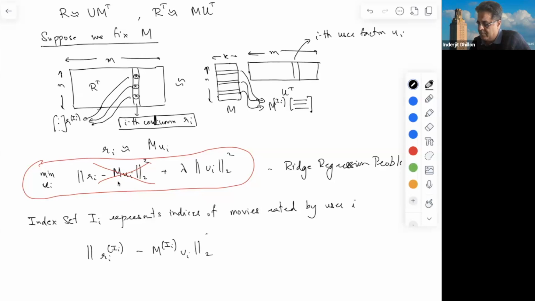Okay, and I still have that regularization. And I can just put a half over here. And that is my objective. Let me call this objective J_i. And I basically need to minimize this over u_i.